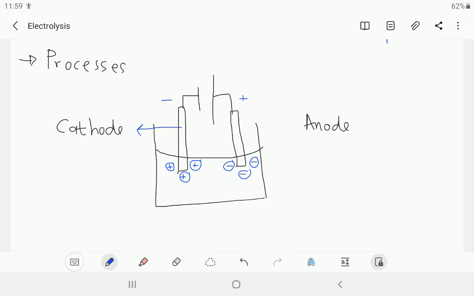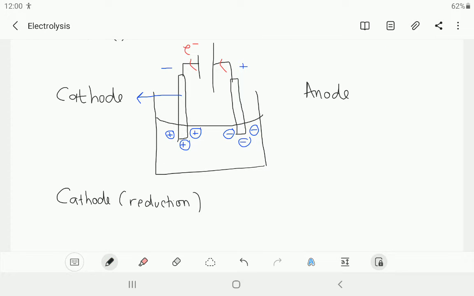Actually, this movement of ions is not the first process. Remember, I said that electrons are given from the power supply and move from anode to the cathode. So the first process is the electron movement. The last process is all ions being discharged at each electrode.